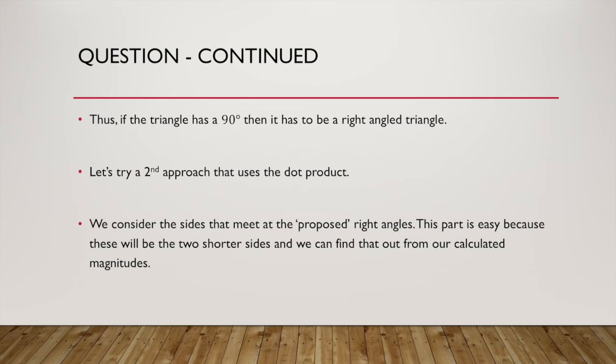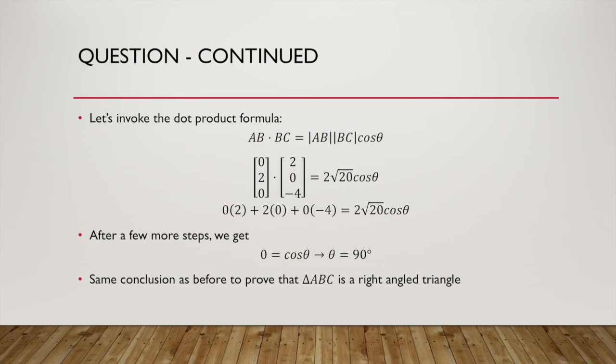There's actually a second approach that uses the dot product instead of the cosine law. The dot product, we understand geometrically, is where two vectors meet. What we're interested in here are the two sides of the triangle that meet at a right angle, or at the proposed right angle. We don't know it's a right angle yet. That's the suspense of the proof. Obviously the two sides that will meet at a right angle are the two shorter sides. It won't be the hypotenuse. The hypotenuse is always opposite. So let's find the dot product with the vectors that have the two smaller magnitudes than the hypotenuse. That will be AB and BC, as we found before.